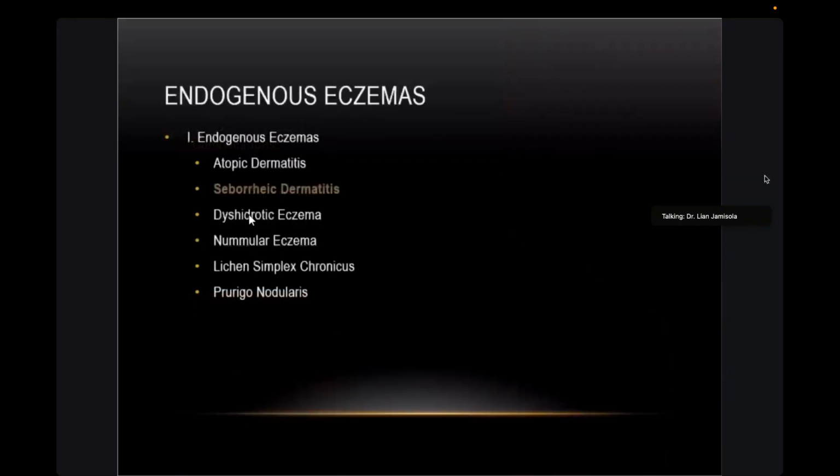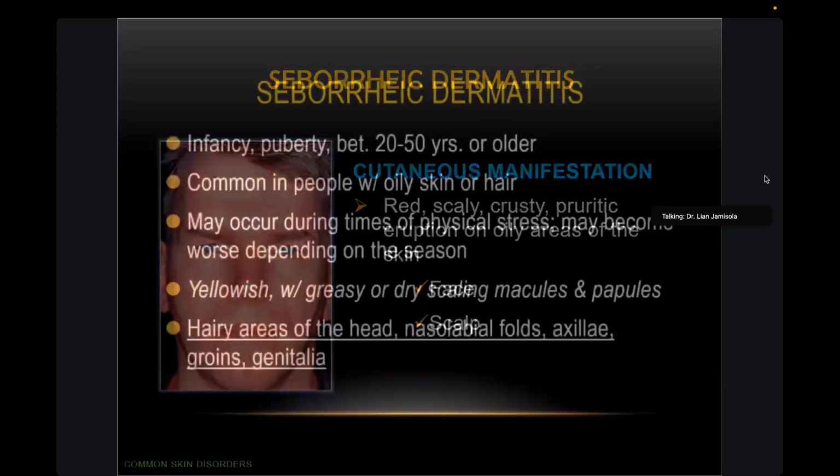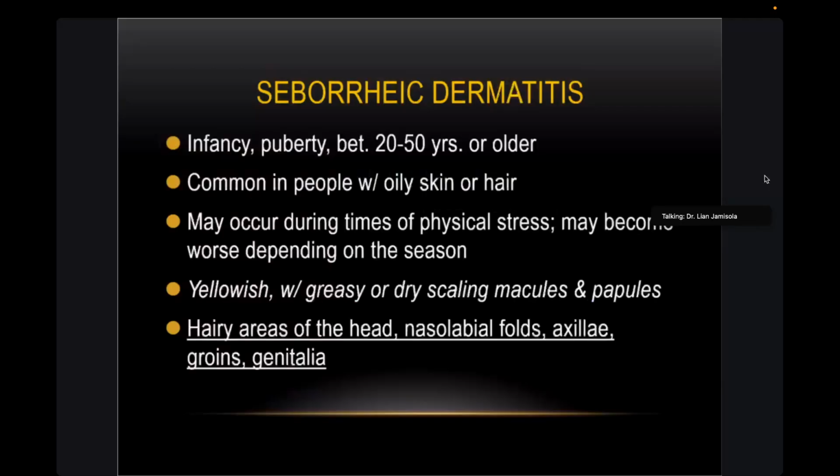The second endogenous eczema is your seborrheic dermatitis, also very common. It presents as red, scaly, crusty, pruritic eruption on the oily areas of the skin. So ano yun? The face and the scalp. So it can present on the face and the scalp. This is a picture from the book, our Fitz book. So when does it occur? It can occur during infancy, puberty, and then young adults, no? Yung very common ages na we see seborrheic dermatitis.